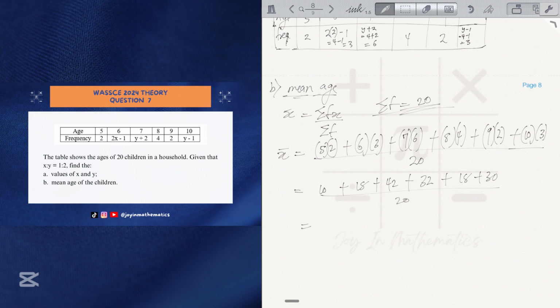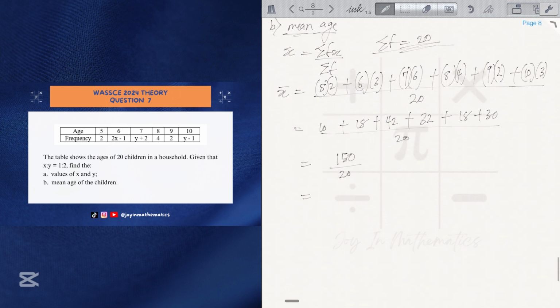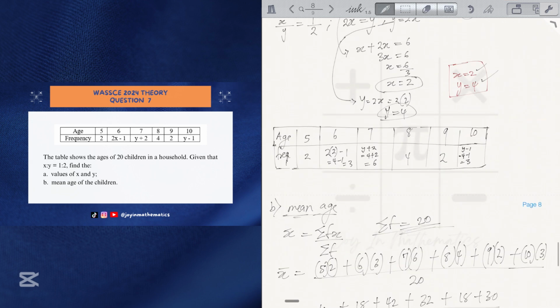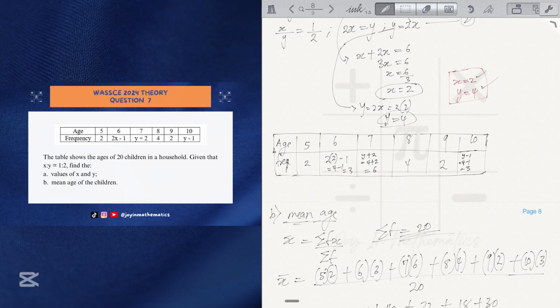So with this, we have a sum of 150 divided by 20, and we will have the mean age to be equals to 7.5. X bar, which is equals to the mean age. So the mean age of children is 7.5. We do not have any unit, so let's leave it that way as 7.5. And we found x and y to be 2 and 4 respectively.